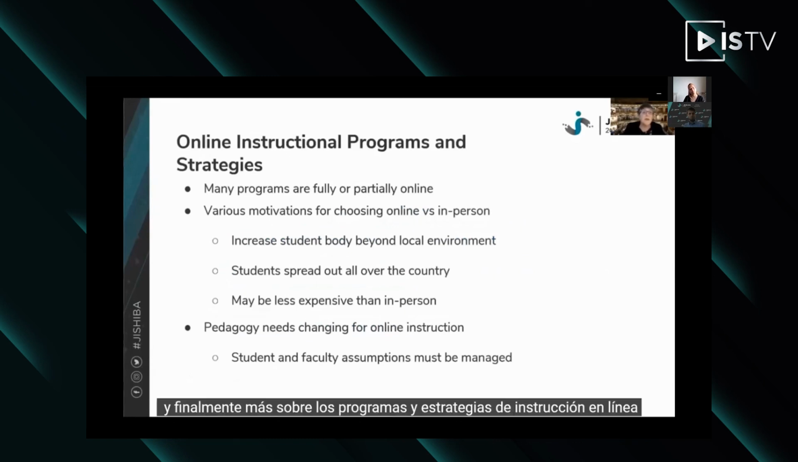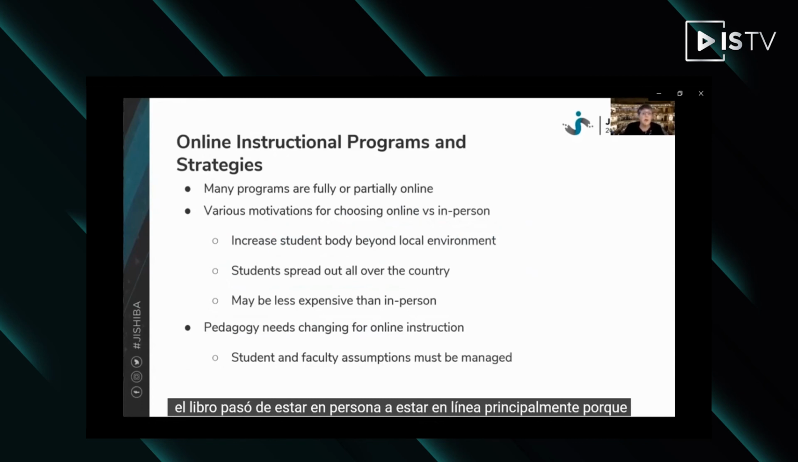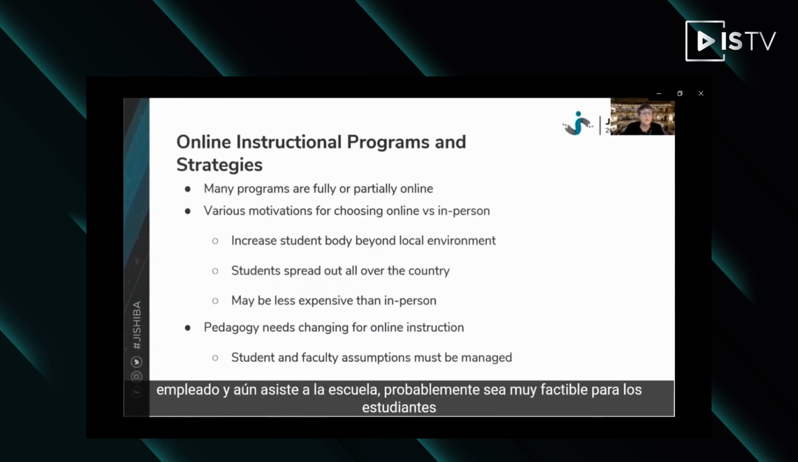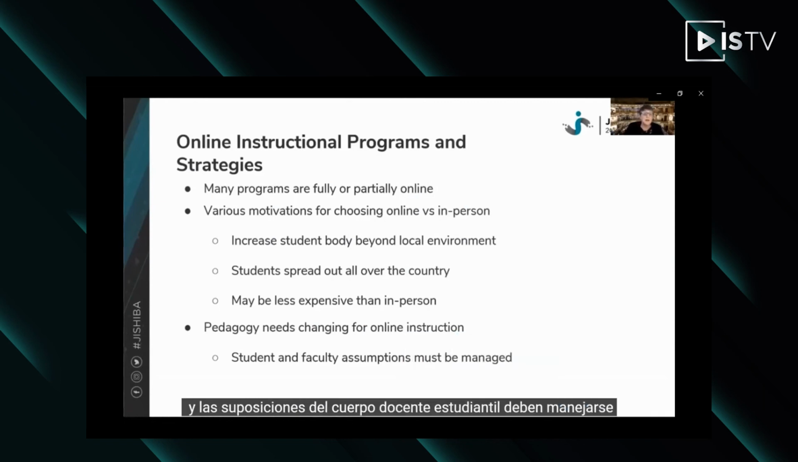And finally, more on the online instructional programs and strategies. So many of the programs are fully or partially online, and there are various motivations for choosing an online program. Our particular master's program, described in chapter 4 of the book, went from in-person to online, mainly because we wanted to increase the student body beyond the local environment, but we found that students were asking for it because they wanted to stay employed and still go to school. It's probably very feasible for students when they're spread all over the country, and it may be less expensive than in person. But you do need to change pedagogy for online instruction. It's not exactly the same, and student and faculty assumptions must be managed.